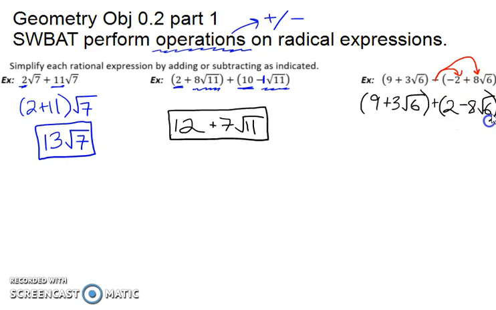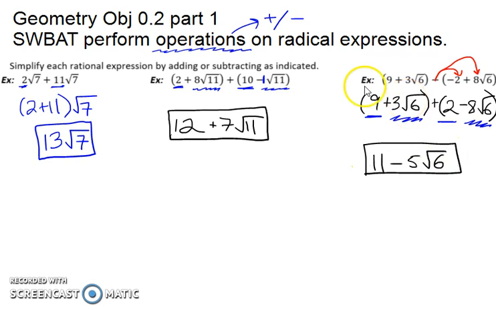So basically by doing that, we've turned a subtraction problem into an addition problem, just like the second example, and now we can add in the same way. 9 and 2 are going to be like terms, and 3 root 6 and negative 8 root 6 are also going to be like terms. 9 plus 2 is 11. 3 root 6 plus negative 8 root 6 is negative 5 root 6. And that is it. Our objective today was that we perform operations on radical expressions, and we focused on just adding and subtracting.